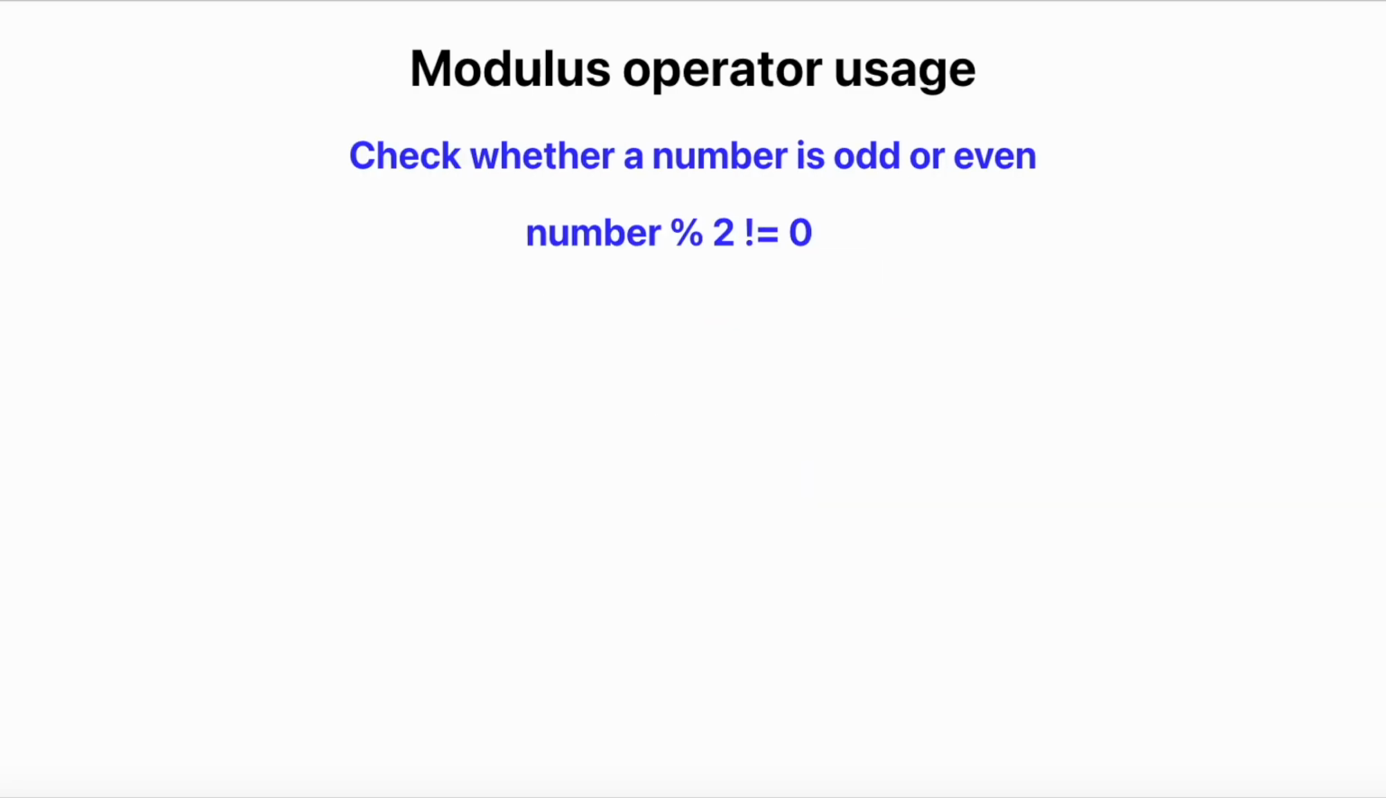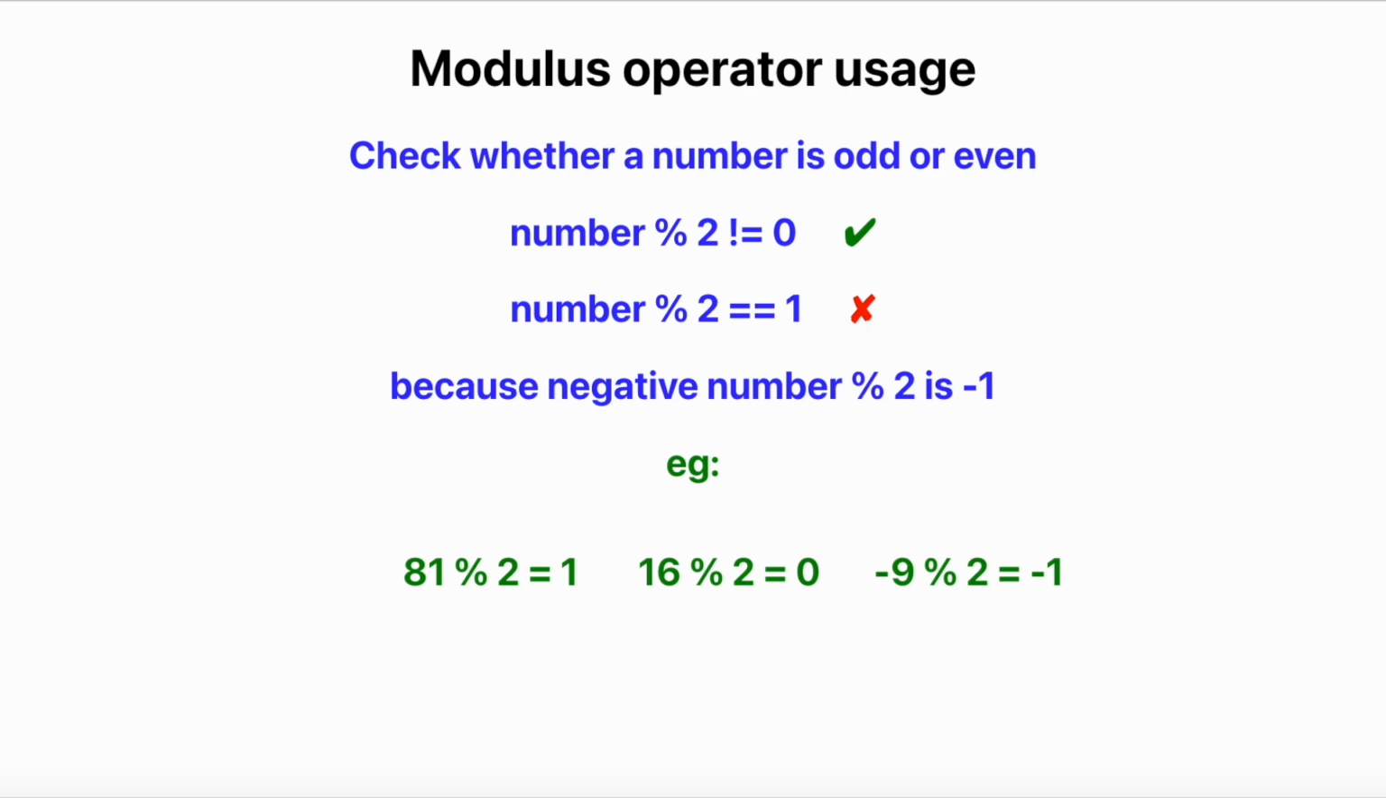Third scenario is to check whether a number is odd or even. For this we can perform the following check. Number mod 2 is not equal to 0. One observation here is we should not check whether number mod 2 is equal to 1 to check whether it is odd, because a negative odd number mod 2 is minus 1. For example, 81 mod 2 is 1, 16 mod 2 is 0, but minus 9 mod 2 is minus 1.